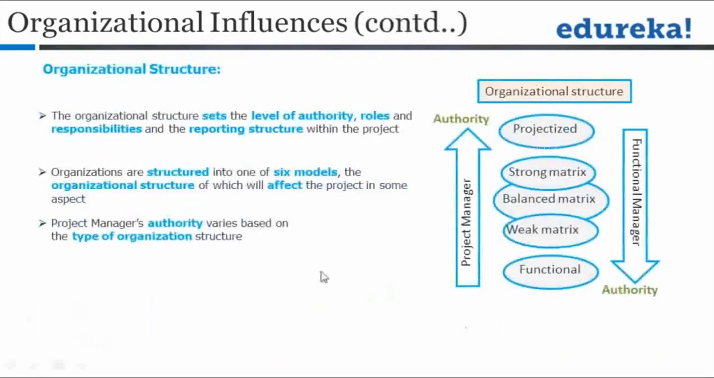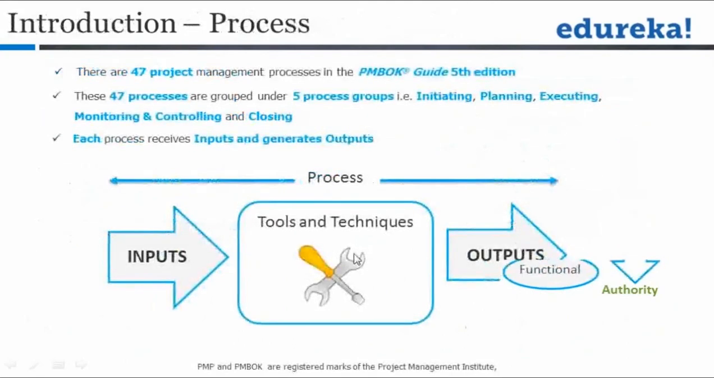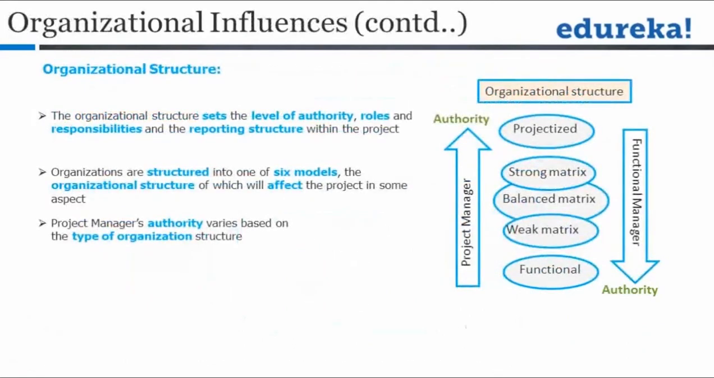Okay, so now when we are looking at this, based on the organizational structure, PMI has defined it into 6 different types or models of organization. At the two ends, we have two extremes. On one side, we have the functional.